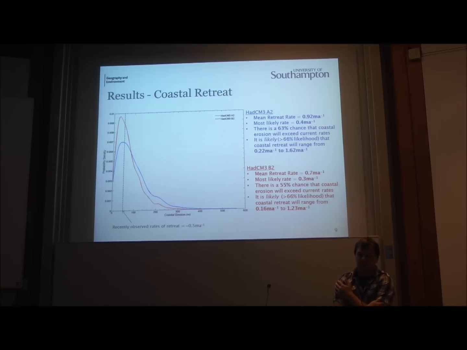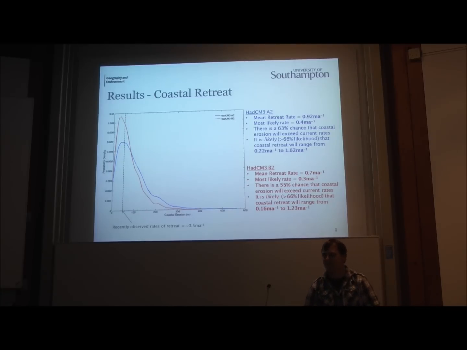First one, we'll look at how the model is predicting coastal erosion along the southwest coast of the Isle of Wight. And what we have here is two probability distributions for both of the Hadley model runs under the two different emission scenarios. So we have the A2 scenario, this high-end scenario, in blue, and this B2 scenario, the more conservative scenario, in red.